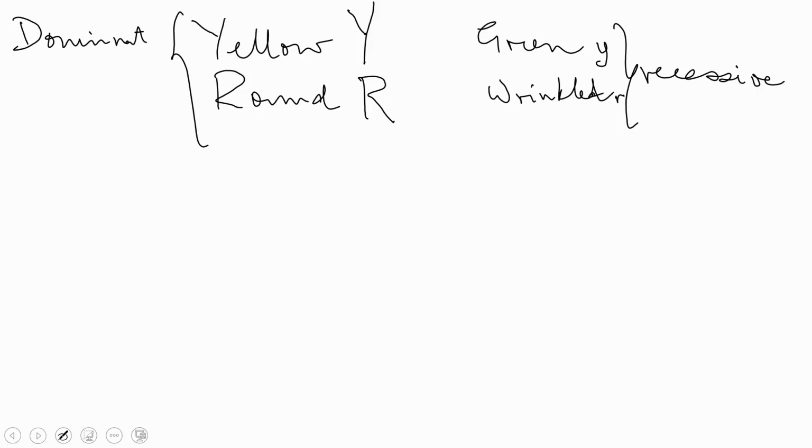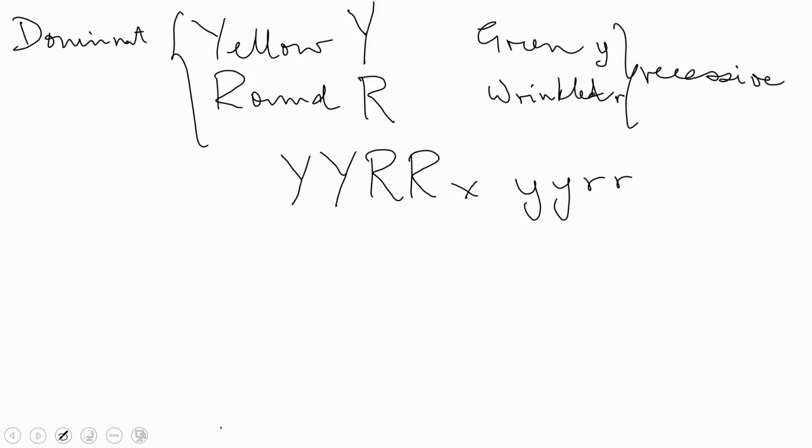Okay? So here we are. We're going to make another Punnett square, but this time this Punnett square is going to be kind of big and gigantic. So let's draw these parents first. So the first generation, they're homozygous. One parent is homozygous for yellow and round. And the other parent is green and wrinkled, homozygous. All right, so this is the parent generation. And this is a dihybrid cross. And we're going to explore that.